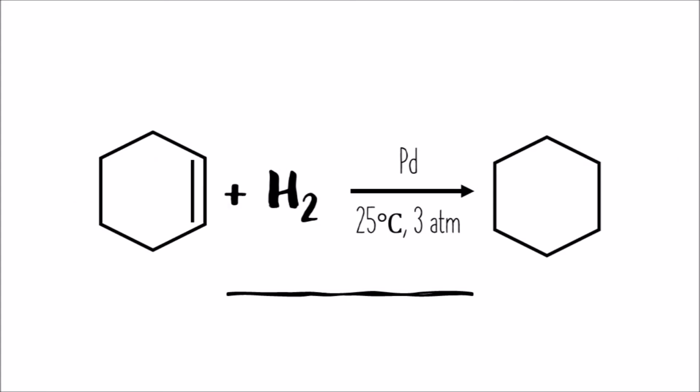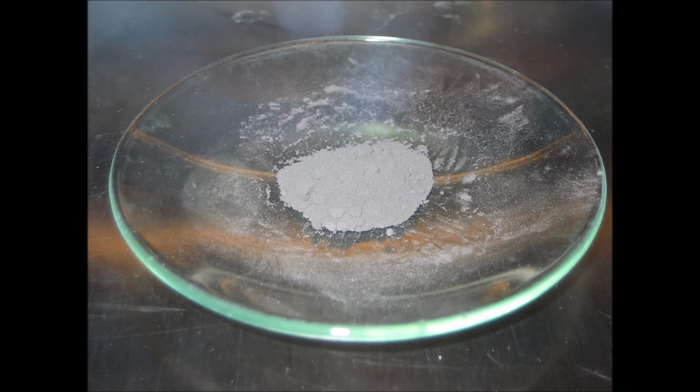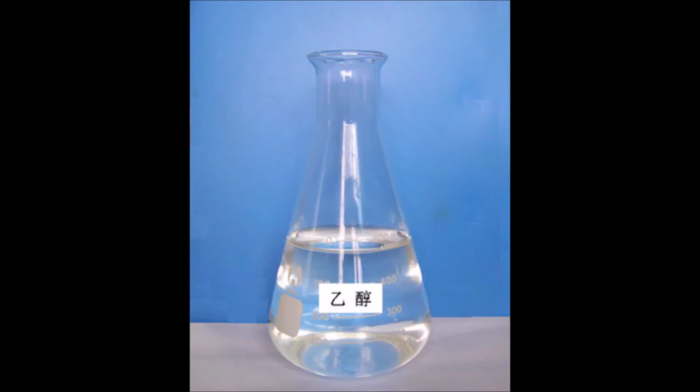Same goes also with the reaction of cyclohexene with molecular hydrogen. The metal catalyst takes the form of a finely powdered solid. The reaction is carried out by dissolving the alkene in ethanol, adding the solid catalyst, and exposing the mixture to hydrogen gas at pressures ranging from 1 to 150 atmospheres.